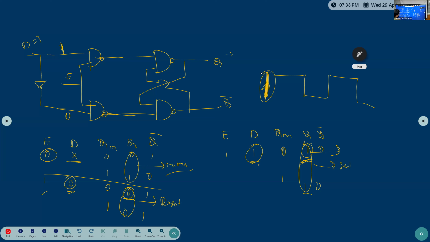Now, what is the difference between latches and flip-flops? What are positive level triggered latches, and what are negative level triggered latches? Positive edge triggered flip-flop, negative edge triggered flip-flop. We'll see all these things in the next class.